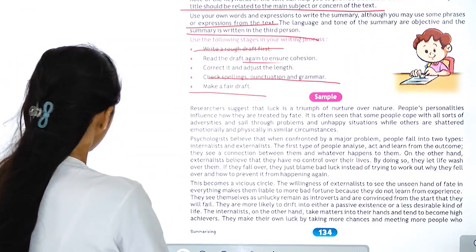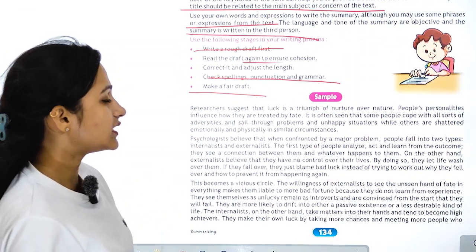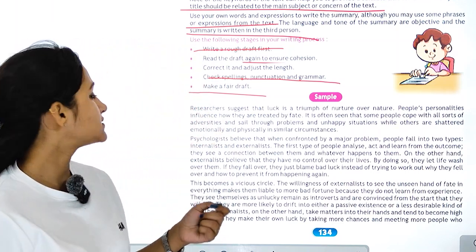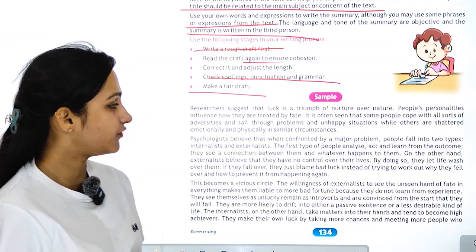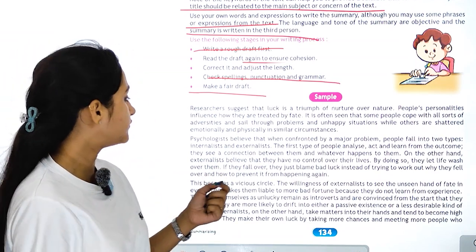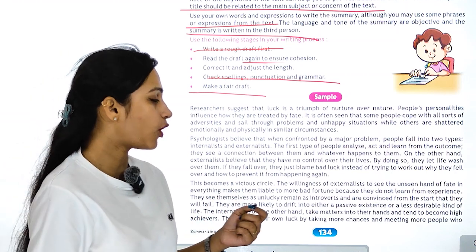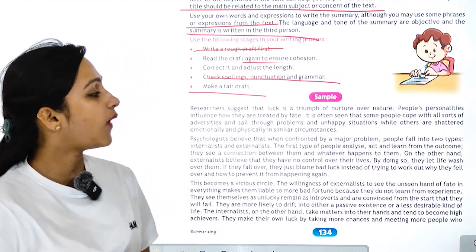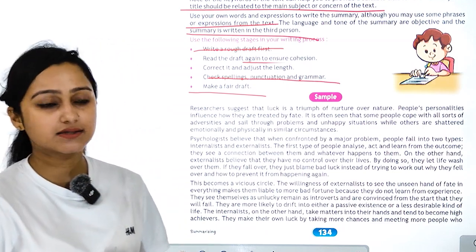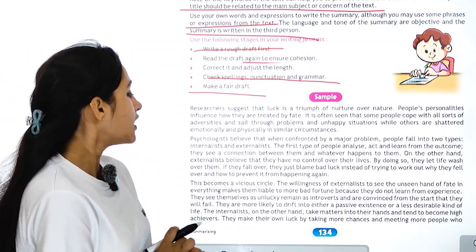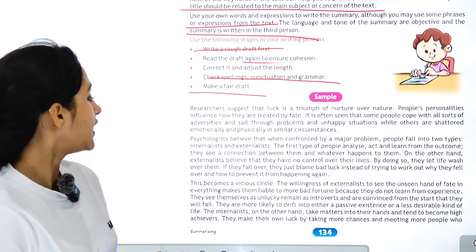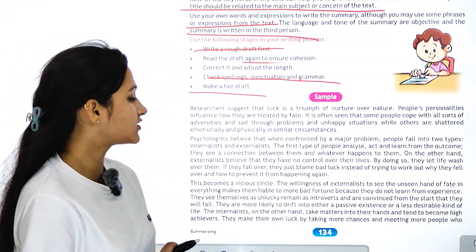Here is a sample draft. Researchers suggest that luck is the triumph of nurture over nature. People's personalities influence how they are treated by fate. It is often seen that some people cope with all sorts of adversities and sail through problems and unhappy situations, while others are shattered emotionally and physically in similar circumstances. So, psychologists believe that when confronted by a major problem, people fall into two types: internalist and externalist.